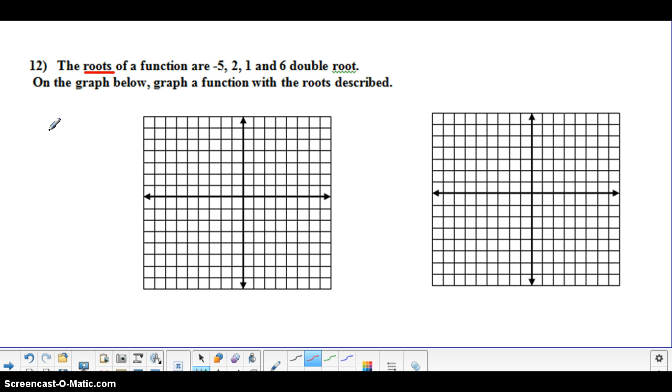So first we have to remember terminology. A double root would bounce off the graph. Anytime you see a double root, when you're going to graph it, you're going to see it bounce off. It could be a parabola, or the function could have other things happening, but a double root is when it hits the x-axis and bounces off. A single root will go straight through. So here would be a single root.